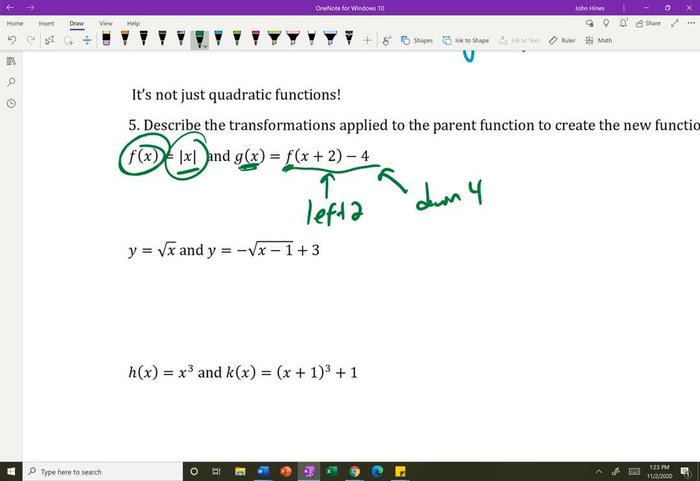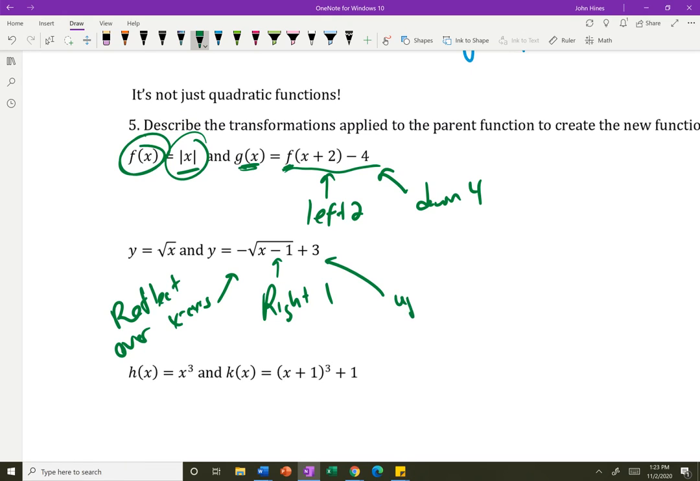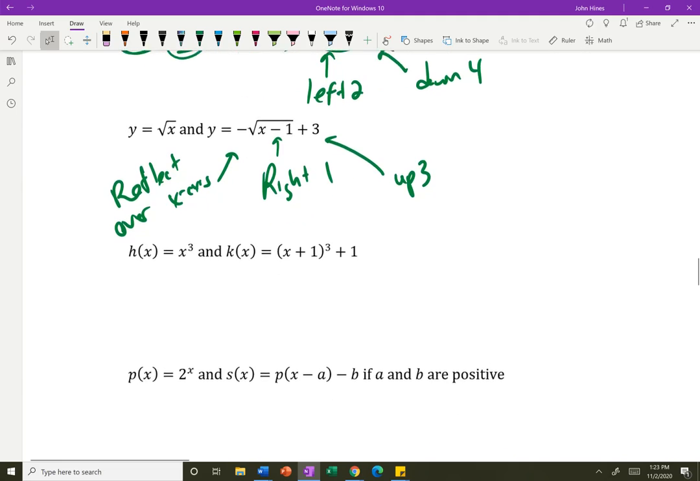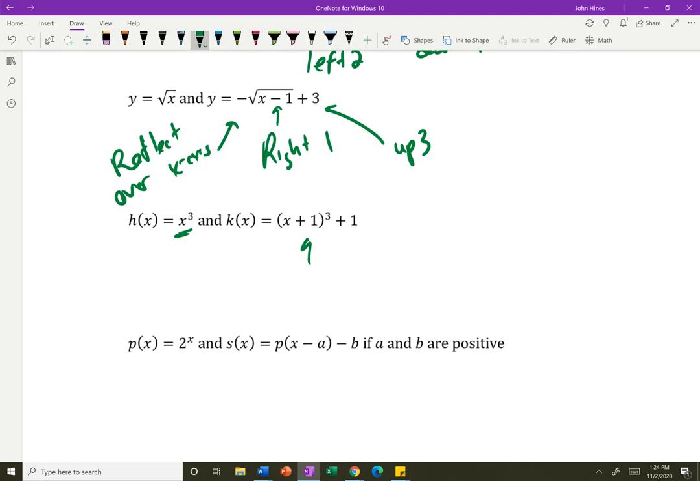Well, I can start with the square root function and do what? I can go left or right, that's opposite, right 1. There's a negative out front, which tells me to reflect over the x-axis. And then there's a 3 on the outside, which tells me to go up 3. All right, x to the third, it's not just that I can do any function here. Inside the function, I'm going left 1 and up 1.